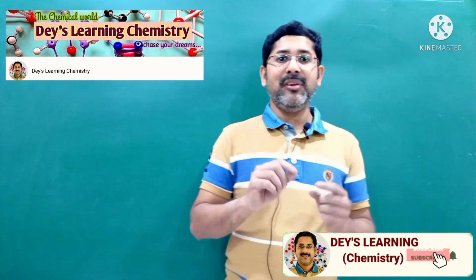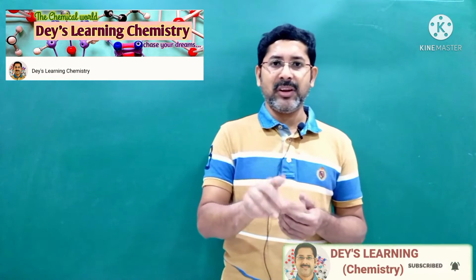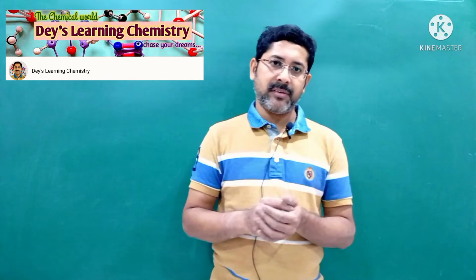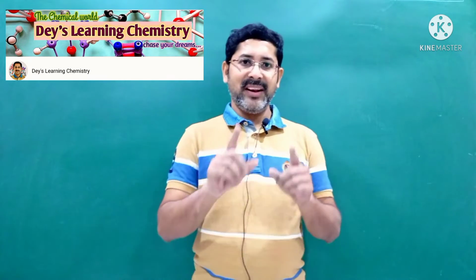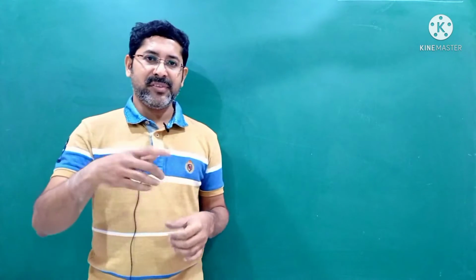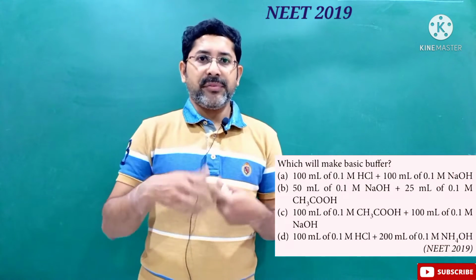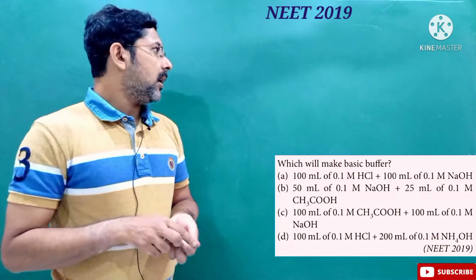In this video, we will solve one MCQ question on the ionic equilibrium chapter from the NEET 2019 paper, right? So let's get started. You will see the question on the screen, which asks which will make a basic buffer, and there are four options given in the paper. So of course we have to do option testing for such problems.